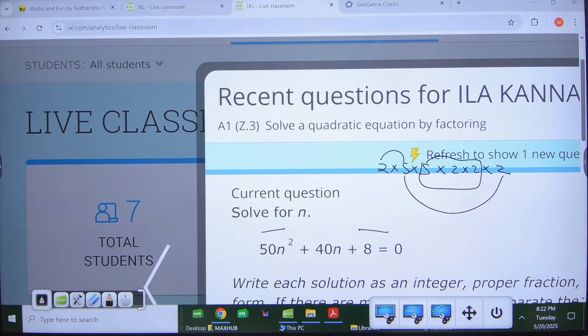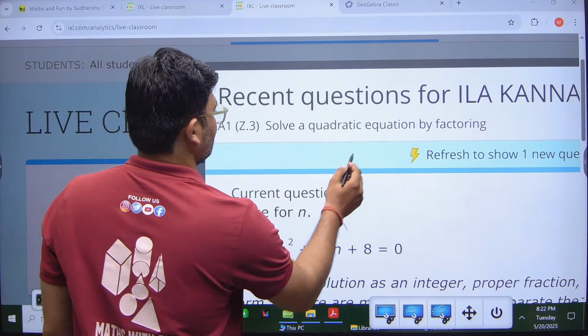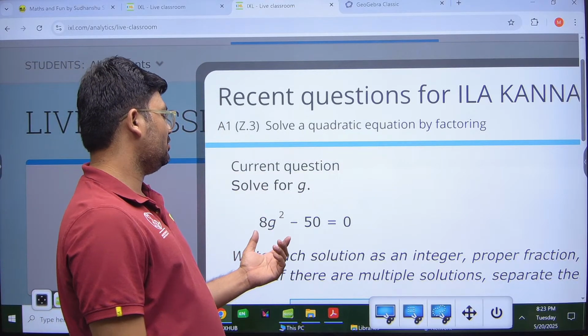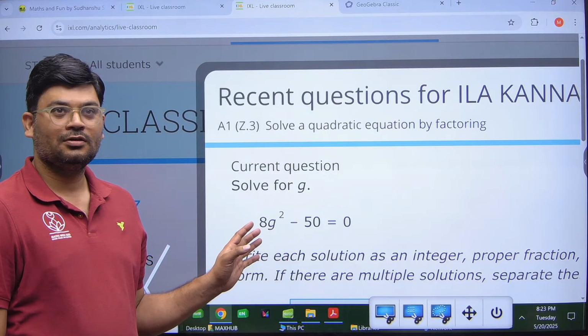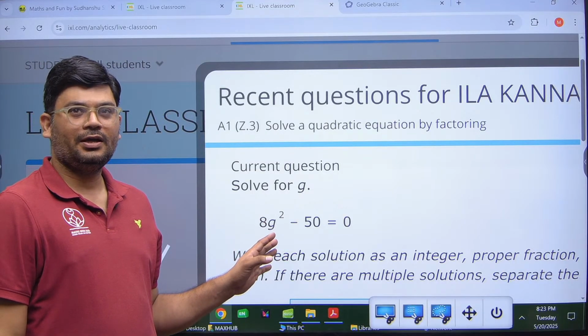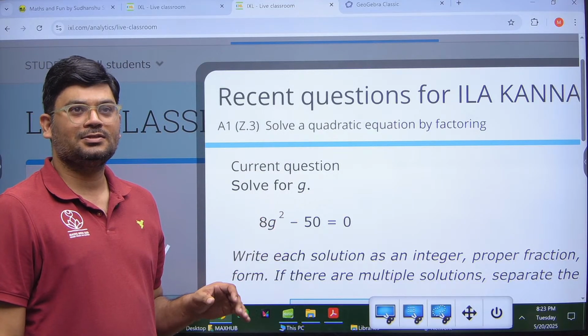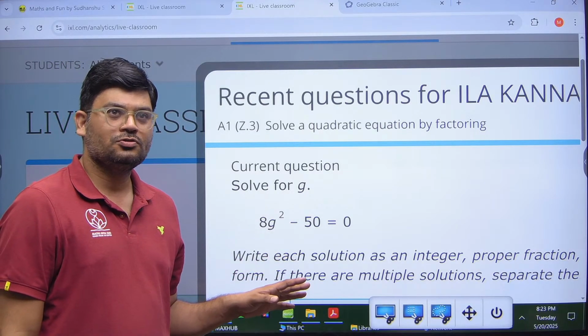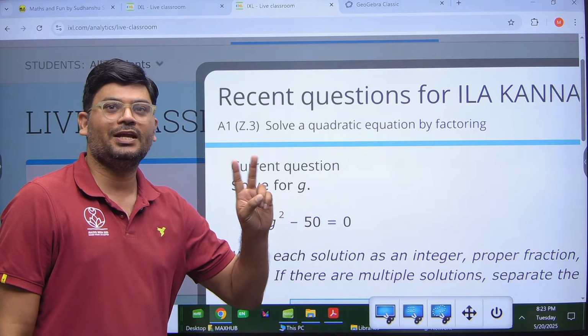But again, when there's no C, I'll just do b by a, right? Basically, if you don't have C, 50 by 8, so you have to do plus minus. 50 by 8 is 25 by 4. So plus minus 5 by 2. You will get two solutions.